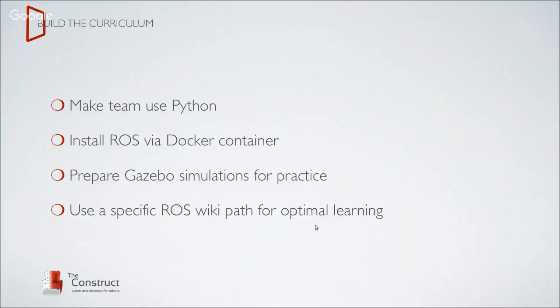And then use a specific ROS wiki path for optimal learning. This means that in the ROS wiki, there are a lot of tutorials in an order that, from our point of view, is not optimal for learning. So I'm going to provide you this optimal path for following the ROS wiki tutorials. We will discard many and go jumping from one to another. Don't worry, you are going to have the whole sequence before we finish this webinar. So let's go for making the team use Python.